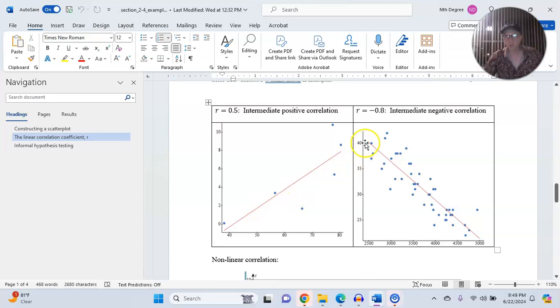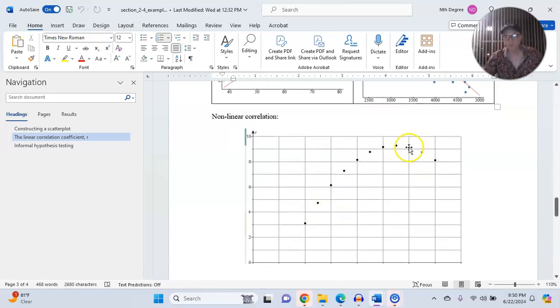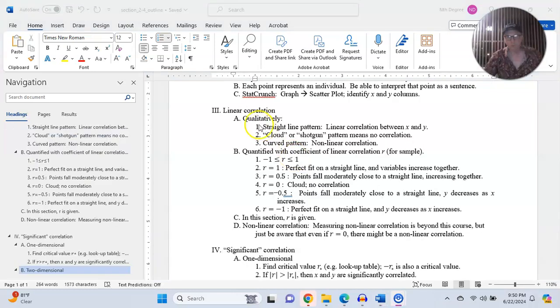Here are a couple of other examples of straight line patterns that we're going to study in a moment. And then here's a very clear nonlinear curved pattern. So those are the qualitative shapes of correlation. Of course, in this class, we're always interested in quantifying things.